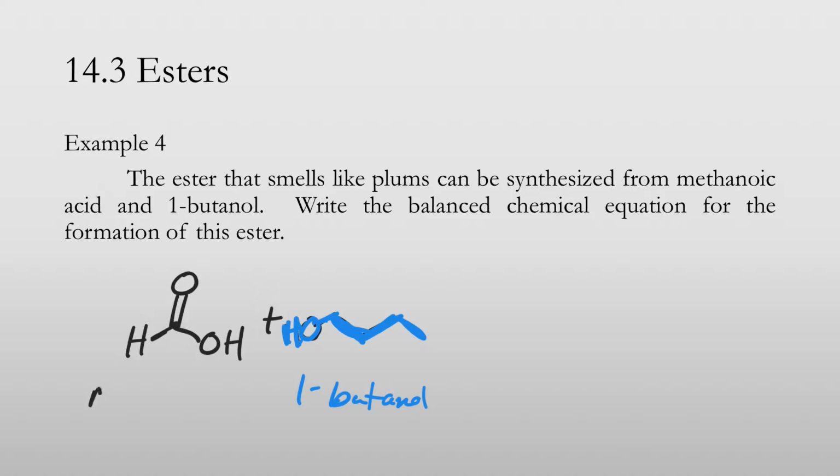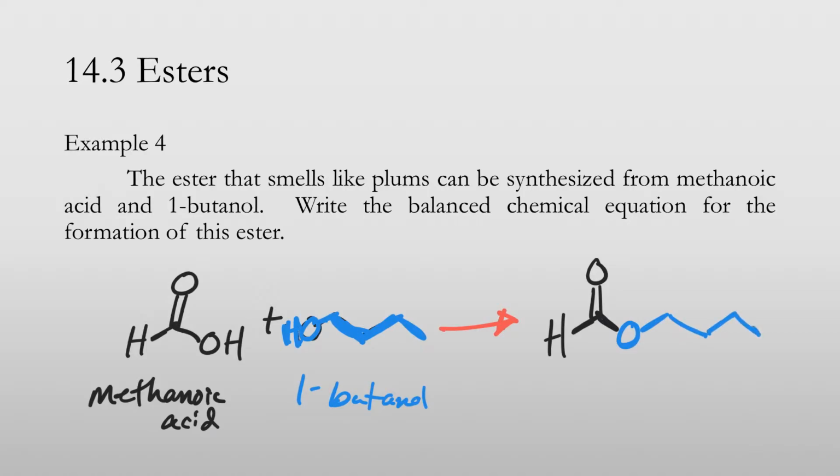In black, I've got the methanoic acid. All right. Write the balanced chemical equation for the formation of this ester. All right, so what's going to be made here is this. All right, and so the name of that, we'll get into naming in a second, but the name of this would be butyl methanoate.